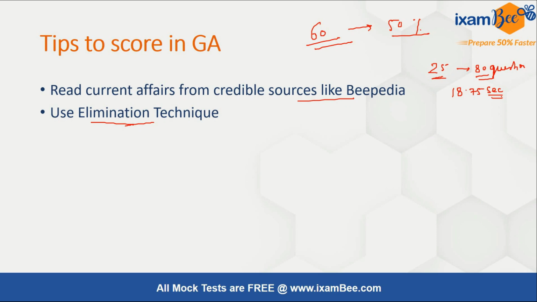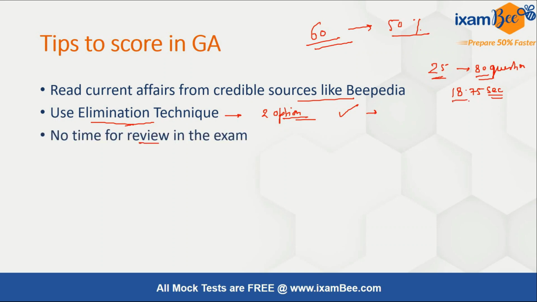So one thing I will tell you here about the elimination technique, and please understand the science behind it. In most cases, if you have read it well, you can eliminate two options. If you are able to eliminate two options, please mark your answer. There is no time for review. Where is the time for review? You have only 18.75 seconds for a question. No time for review. Don't mark for review.